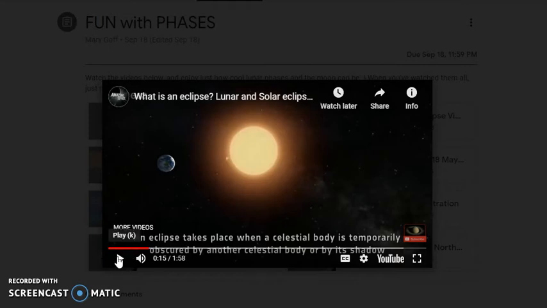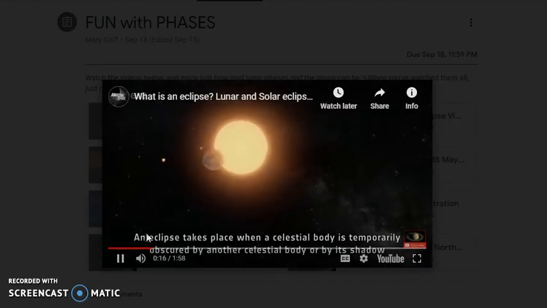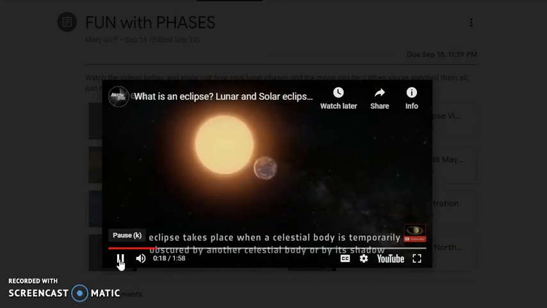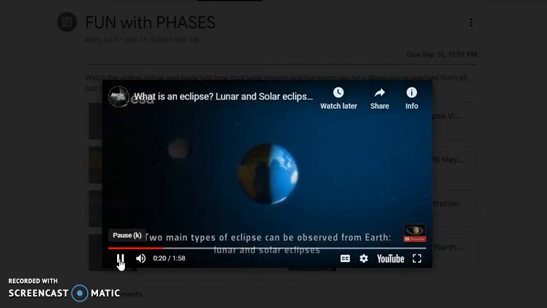We can actually also have little planets that move across the sun, but we don't call those planetary eclipses. We call those transits because they don't obscure very much of the sun at all. Okay. All right, so I'd like to show you the two main types.